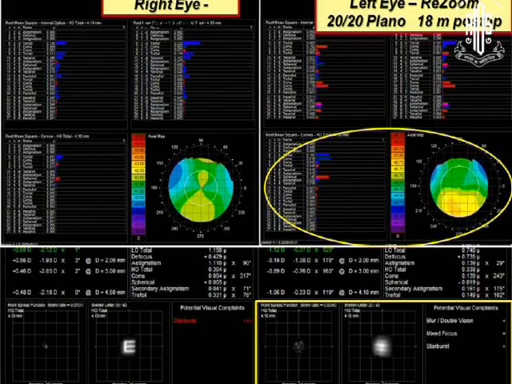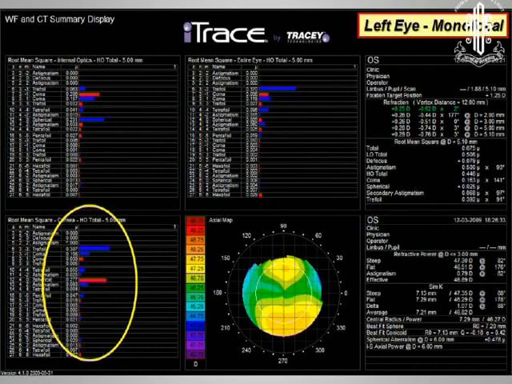20/20 plano, resume, 18 months, lens in the bag. How many people would take it out? Put in a monofocal. How many people would say 18 months isn't enough? You probably need another 18 months. No? Okay. Well, needless to say, I took it out.